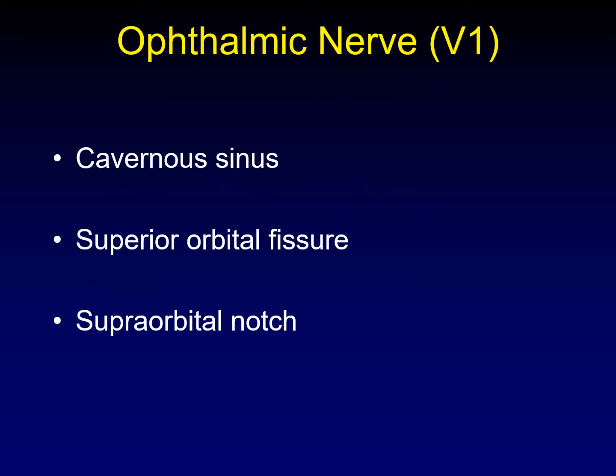The first branch of the trigeminal nerve, V1, is the ophthalmic nerve. It runs from the Gasserian ganglion into the cavernous sinus and then up through the superior orbital fissure along with the third cranial nerve, and then it runs along the roof of the orbit, along the supraorbital canal, and emerges along the supraorbital rim as the supraorbital notch. Usually it's not a complete foramen, it's an incomplete foramen, so we refer to it as the supraorbital notch instead of the supraorbital foramen.